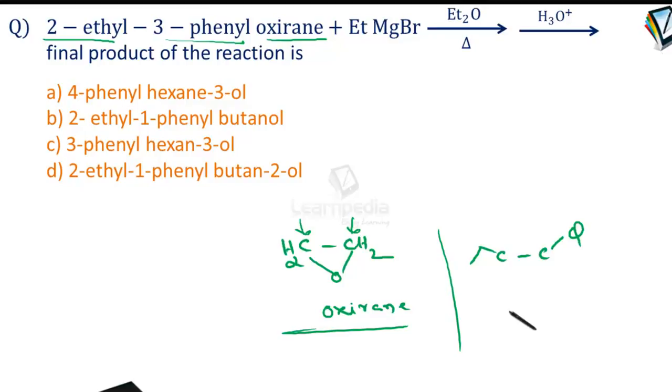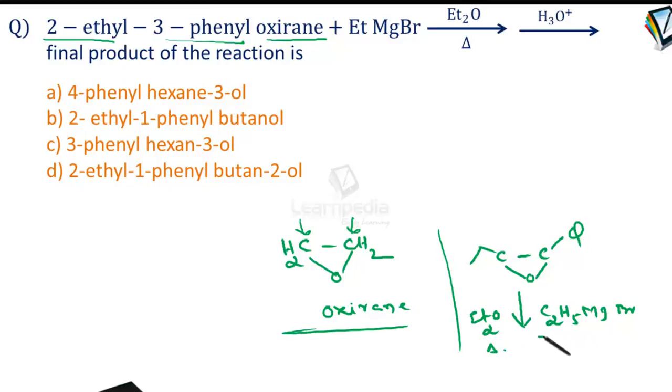Say this is the phenyl group, and the oxide, ethylene oxide, cyclic ether. So this is the starting material, 2-ethyl. So this is the second carbon, third carbon, 2-ethyl, 3-phenyl oxirane. And this is subjected to what? A Grignard's reagent, C2H5MgBr. Et stands for ethyl, ethyl magnesium bromide, in the presence of ether, Et2O, solvent, and on heating. This is the one.